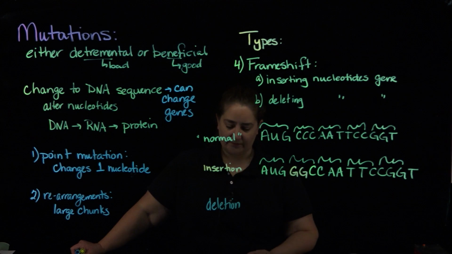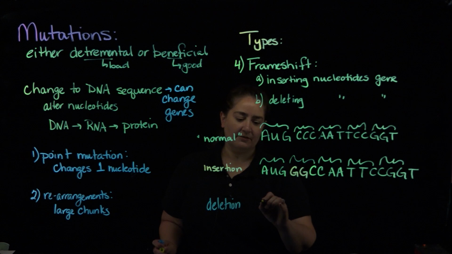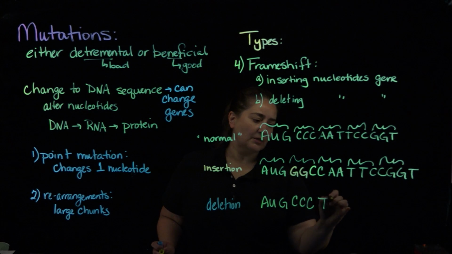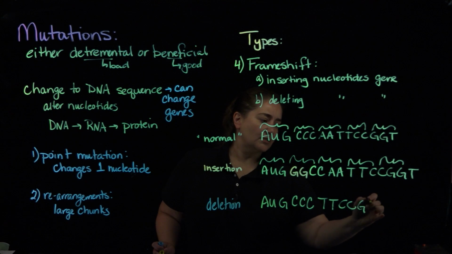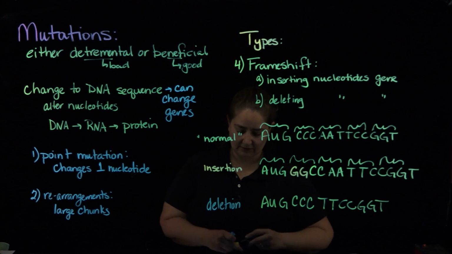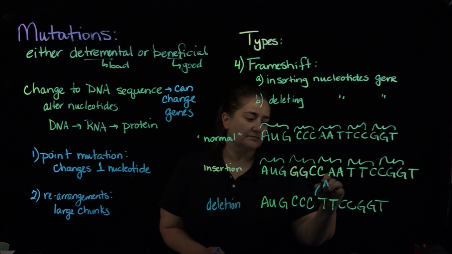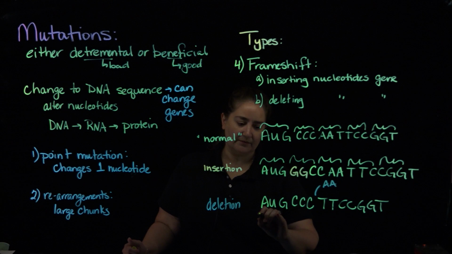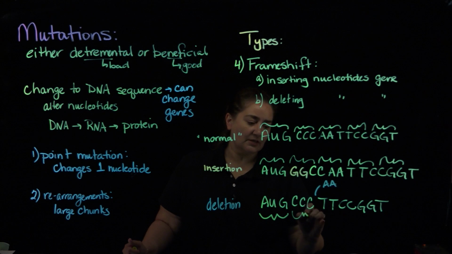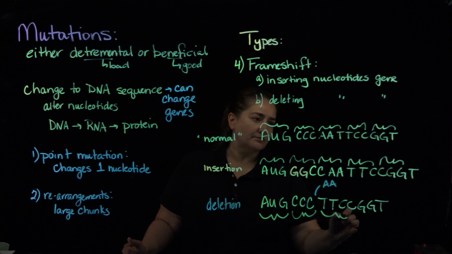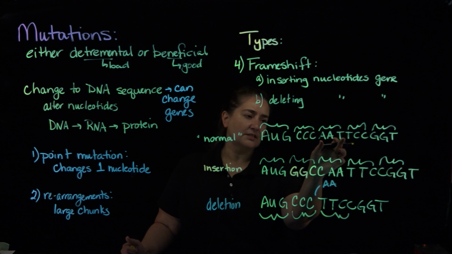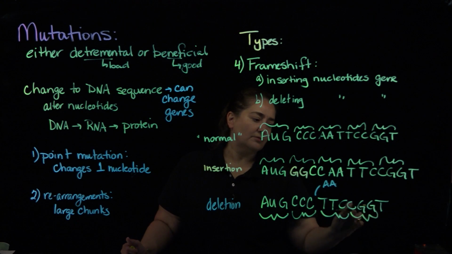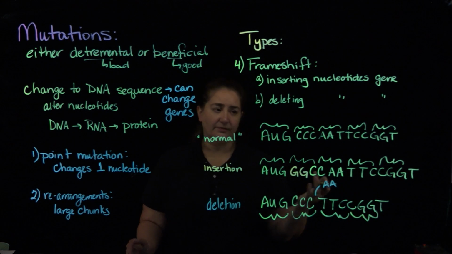If we do a deletion, okay, we may have our AUG, let's do CCC, and then we go TT, CC, GGT, okay? And we end up losing those 2 nucleotides there. Somehow they get cut out. All right, we've still got the AUG, we've still got the CCC. Now what we've done is we've shifted, and our third codon, instead of being AAT, is TTC, okay? Then we go CGG, and so on, okay?